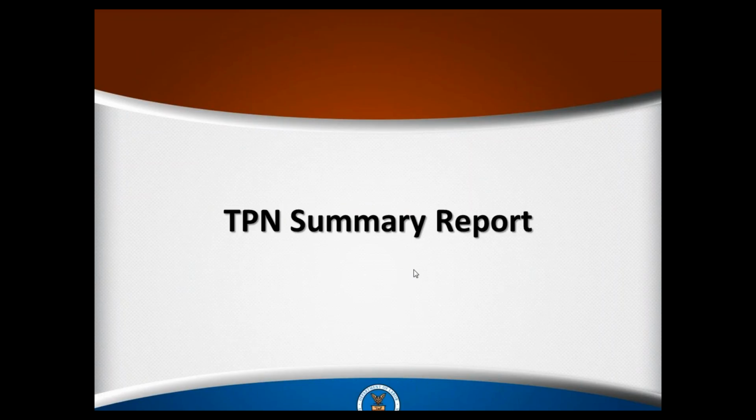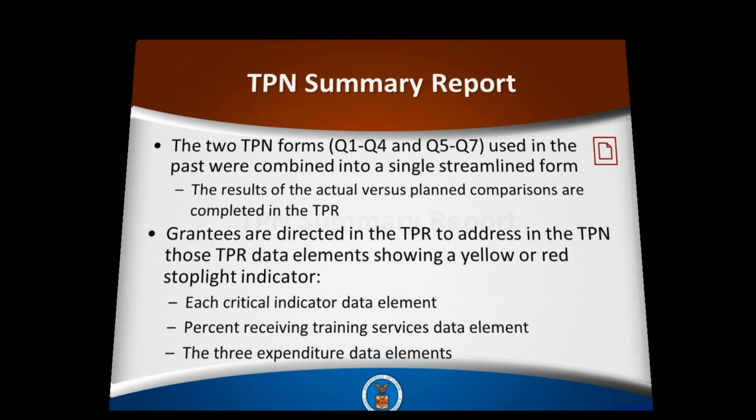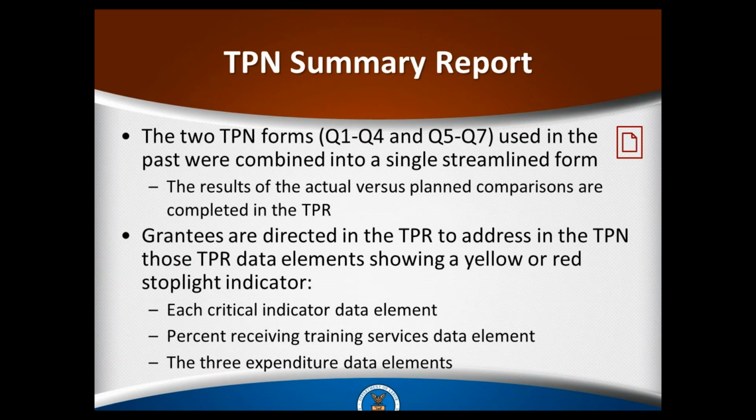Here we're going to talk a bit about the change to the TPN summary report itself. Next slide. As I mentioned, the TPN now is better integrated with the TPR workbook itself. In the past, we had two technical performance narratives. There was one for quarters 1 through 4 and one for quarters 5 through 7. Those have been replaced. Now there is just one technical performance narrative submission to use. It's been streamlined greatly to make it easier to complete and submit. As I mentioned before, the actual versus planned comparisons that are identified in the TPR are actually completed in or addressed in the TPN itself.